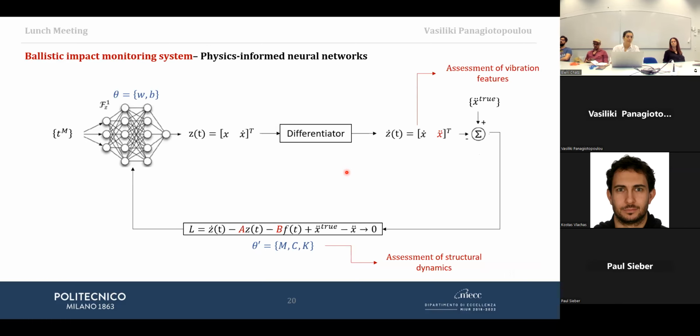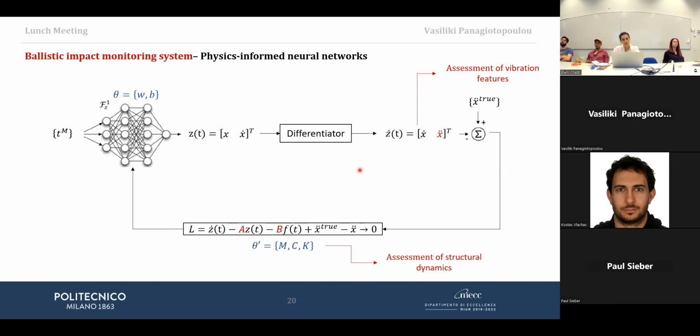Regarding the ballistic impact monitoring system, it would be nice if we could use machine learning in order to perform monitoring. So what we aspire to do is, based on some specific inputs, such as time, we could use a neural network in order to feed acceleration data coming from the sensors, and in the end have the state of the structure formulated and estimated.